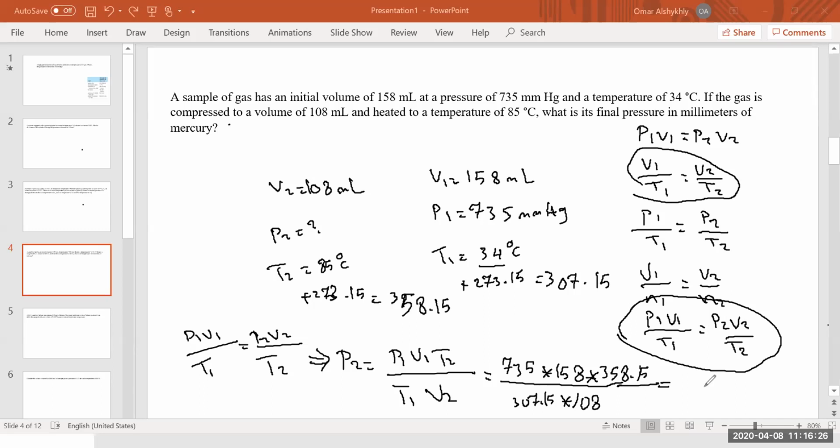So we will have 735 times 150 times 358.15, now divided by 307.15, divided by 108, and that will give us 1253.8 millimeter mercury. It is the P2.